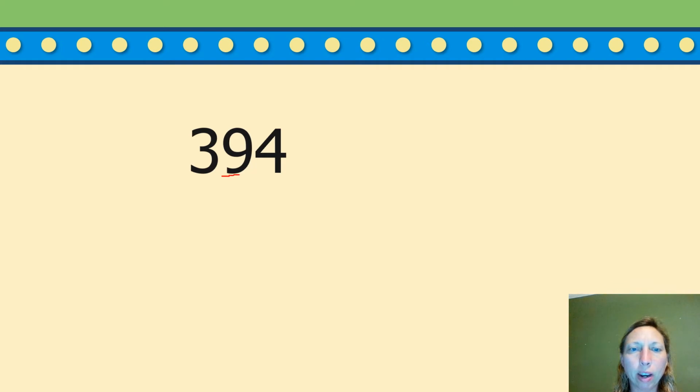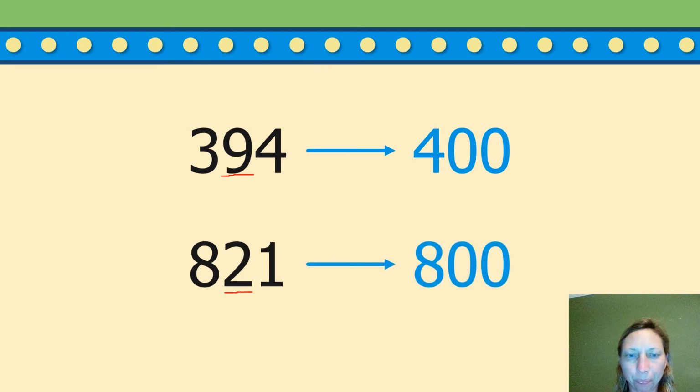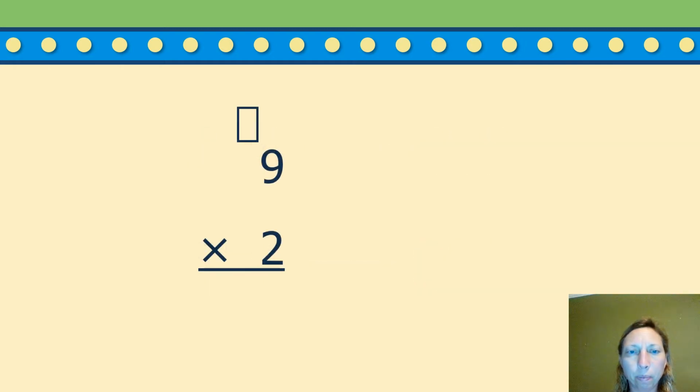About 394. Looking at that 9 in the tens column, it's going to round to 400, of course. What about 821? We're looking at the tens column. That's going to go to 800. 0 through 4, you go down to the number that you were already at before. Okay, so this is just some review.